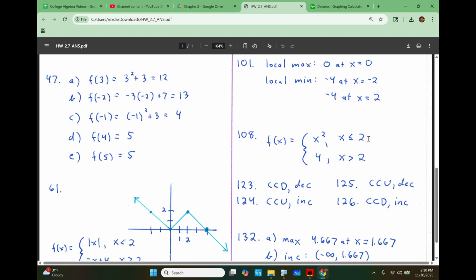And then it's a horizontal piece. So y equals 4 for x values greater than 2. And you could have switched this. You could have just said this is x less than 2 and this is x greater than or equal to 2. Since it connects up, it doesn't matter which one gets it as long as it's not both.